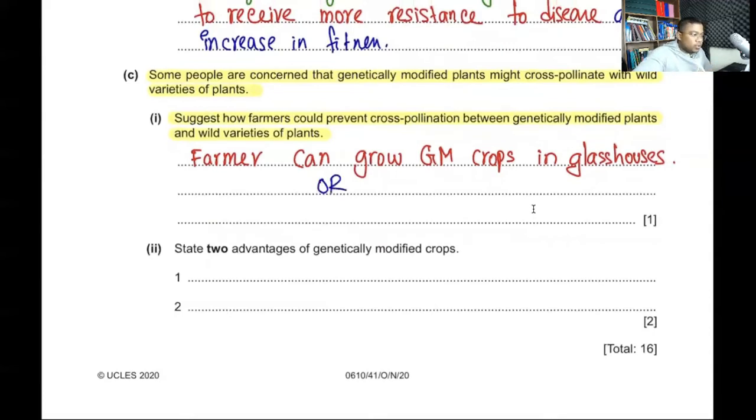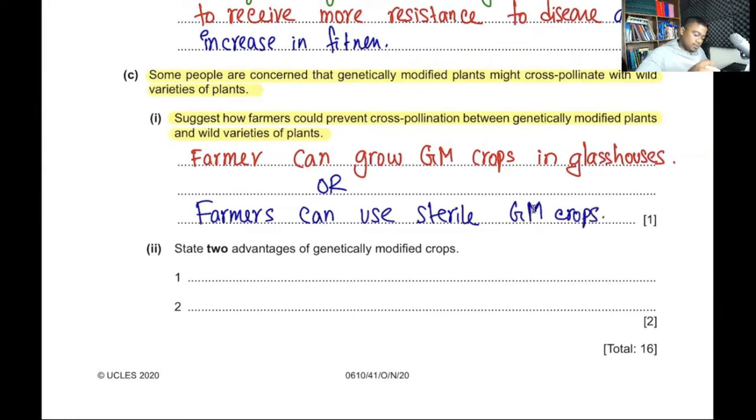There is one solution, a rather expensive solution. A cheaper solution will be that farmers can use sterile GM crops. So they will not be able to fertilize the wild varieties.